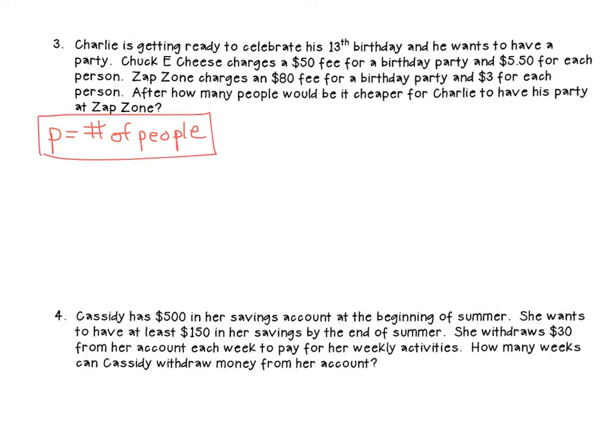Okay, so he's trying to decide whether to go to Chuck E. Cheese's or Zap Zone. And he wants Zap Zone to be cheaper. So we want Chuck E. Cheese to be greater than Zap Zone. We want Zap Zone to be less, so that means we want Chuck E. Cheese to be more. If Zap Zone is less, is cheaper, then Chuck E. Cheese's is more.